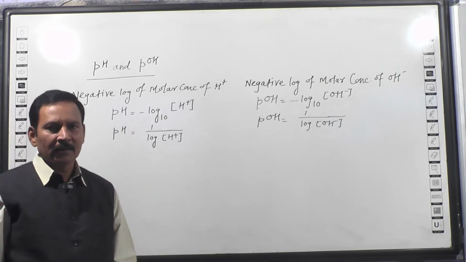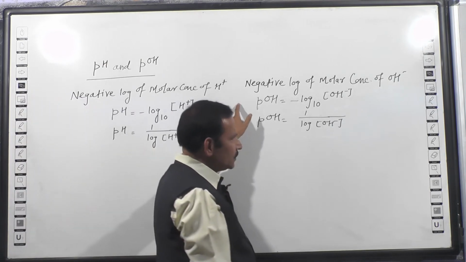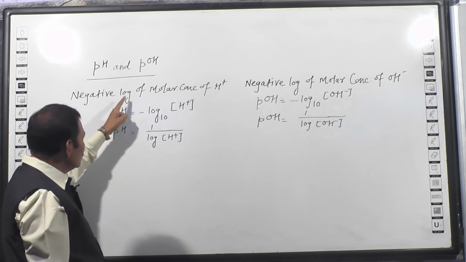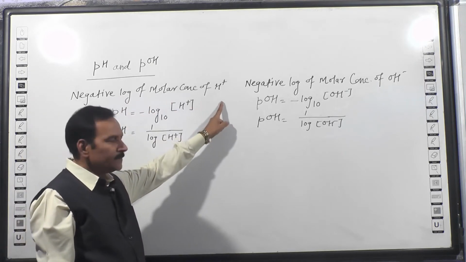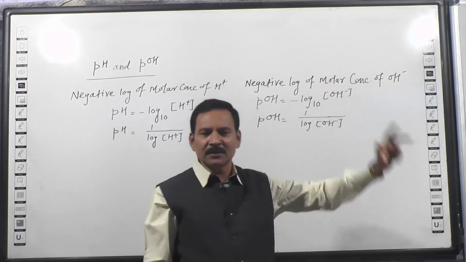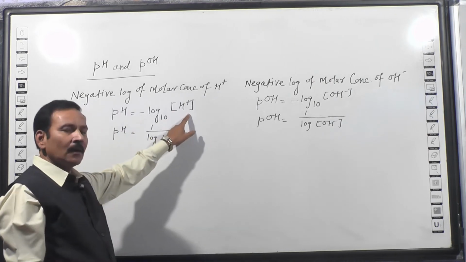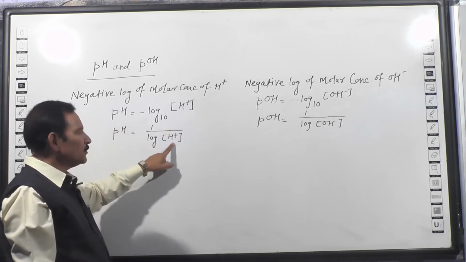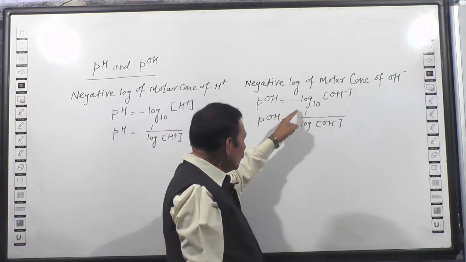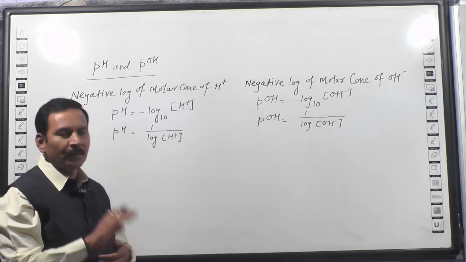So this is the first point, the definition of pH and its mathematical formula. pH is the negative logarithm to the base 10 of the molar concentration of H plus ions, and pOH is the negative logarithm to the base 10 of the molar concentration of OH minus ions. pH is minus log base 10 concentration of H plus, or 1 upon log concentration of H plus. pOH is minus log OH minus ion concentration, or 1 upon log to the base 10 OH minus ion concentration, in terms of mole per liter or mole per dm cube.